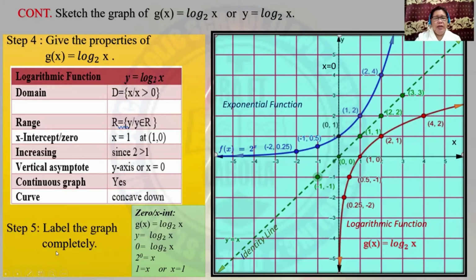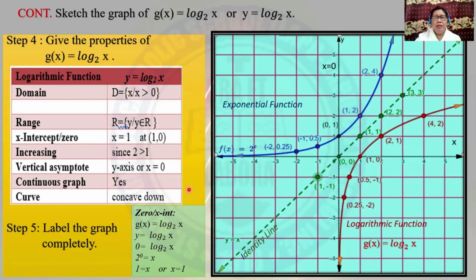And do not forget to label the graph completely. So label it with the coordinates, with the name of the function, here for the logarithmic function. And this is the identity line. And if possible, you can use different colors to distinguish one function from another function.